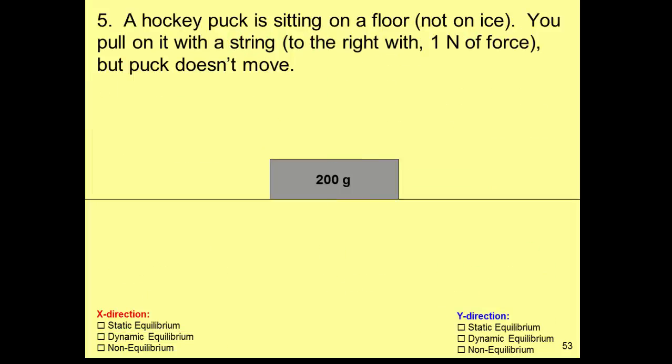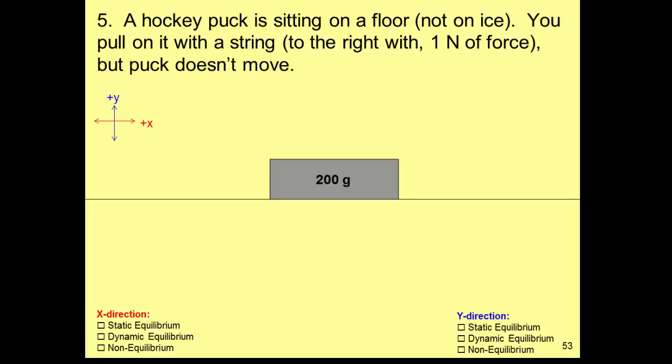So now let's take the same hockey puck and we'll put it on a wooden floor. This is not on ice. And what you'll do is you'll pull on it with a string, and we're going to pull to the right with 1 Newton of force. But let's assume, even with 1 Newton of force being pulled to the right, it doesn't move. So let's take a look at what happens here.